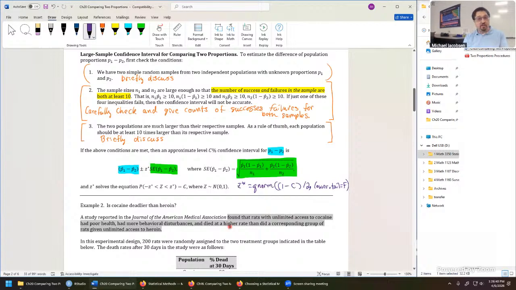But we're going to go beyond that. We're going to not just say cocaine was the more deadly drug for these rats. We're going to say by how much more deadly was it? And that's what the confidence interval is going to provide. So here's how this study was done. In this experiment, it was an experimental design. 200 rats were randomly assigned to the two treatment groups indicated in the table below.